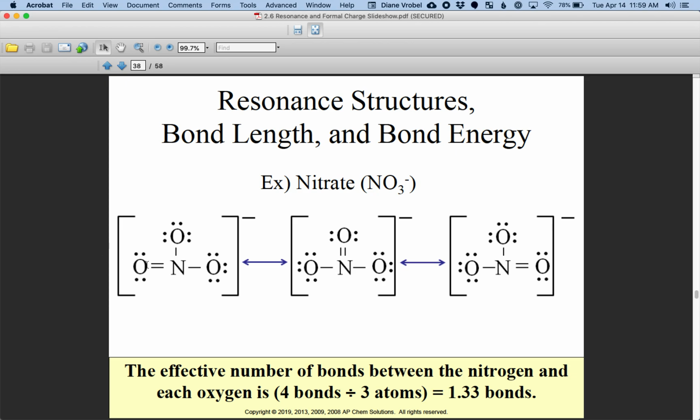Now notice that there's a double bond, so there is a possibility of resonance, and because there's 3 sets of oxygen, the oxygen is able to share its electrons in such a way that it moves the double bond around. Okay. Now you could argue that there's a total of 4 bonds and there's 3 sets of them. So when you take 4 divided by 3, the overall bond order is 1.33.